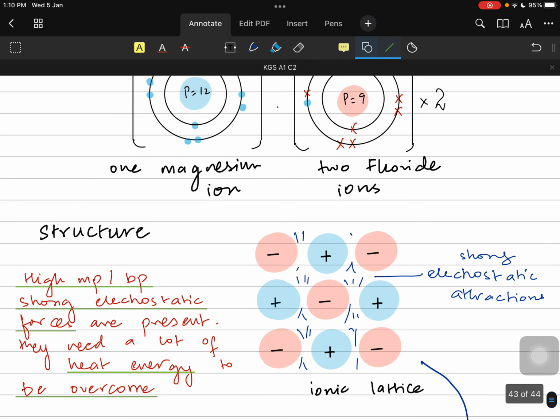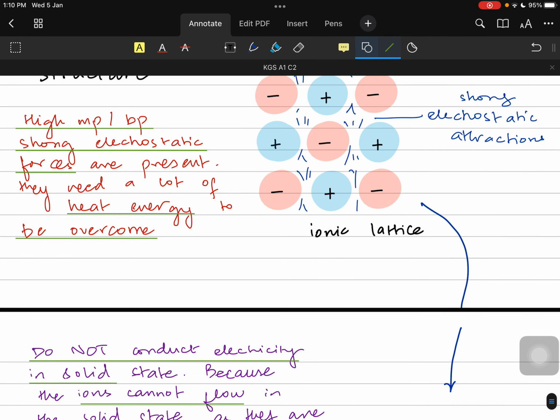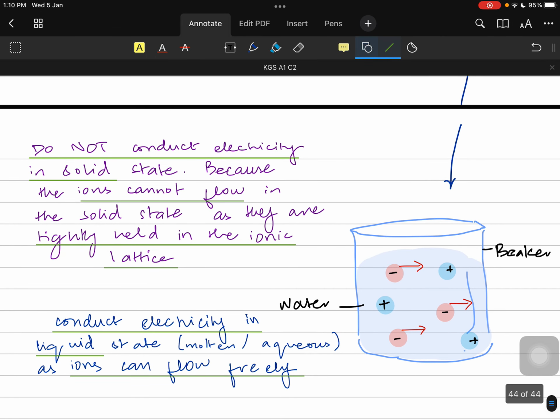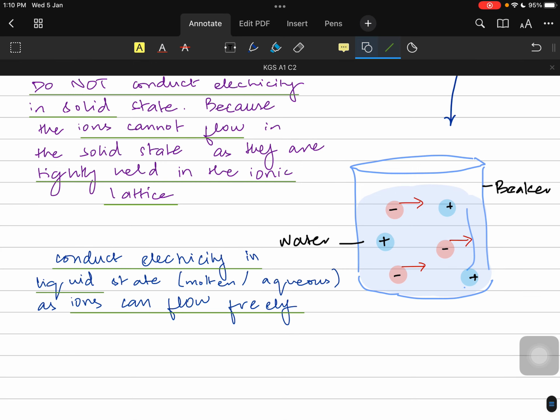So we have talked about ionic compounds, that they have strong electrostatic attraction between the ions in the ionic lattice, which is a 3D structure. They have a higher melting and boiling point because the strong electrostatic forces cannot be overcome easily. You cannot move the ions away. You need high heat to be given so that the forces can be overcome. Also, they do not conduct electricity in the solid state because the ions cannot flow. And when you dissolve them, once they are in a liquid state, the ions can flow freely and they conduct electricity.